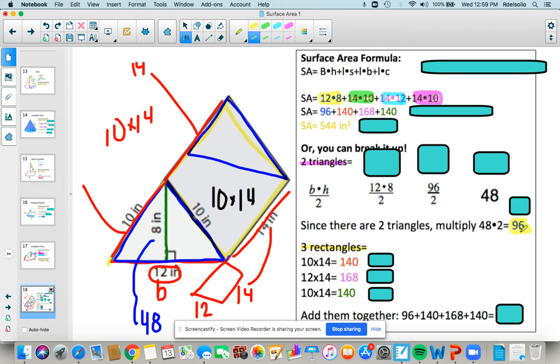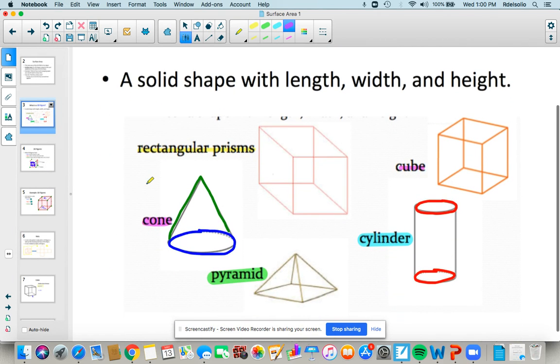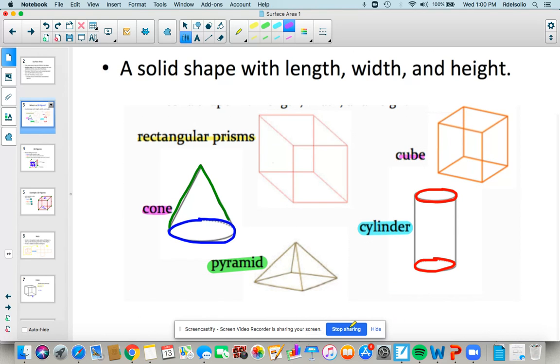We're adding all of the faces together, the area of each face: 96 plus 140 plus 168 plus 140, which I wrote here as well. You find that the surface area is 544 inches squared, which we got in both places. Both ways we got it. We got 544 inches squared when we used the formula, and we got it again down here when we broke it down. So that is how you find the surface area of rectangular prisms, cubes, cylinders, pyramids, and cones.